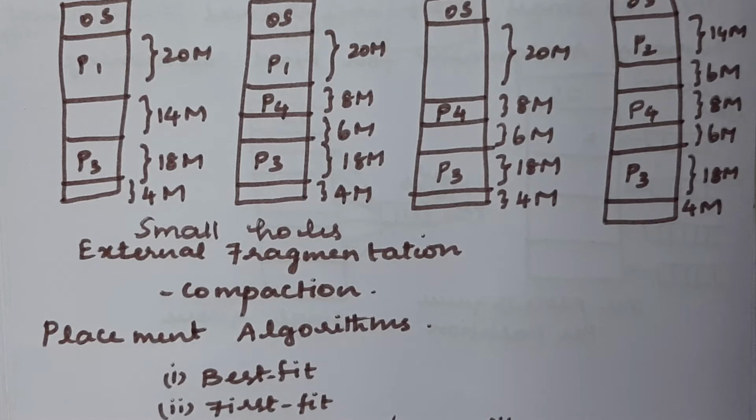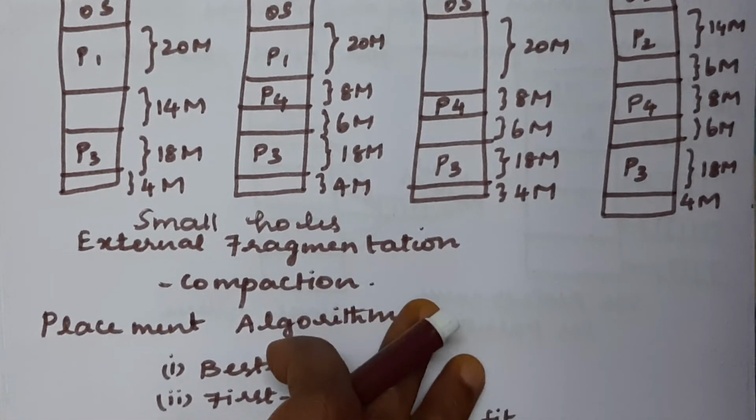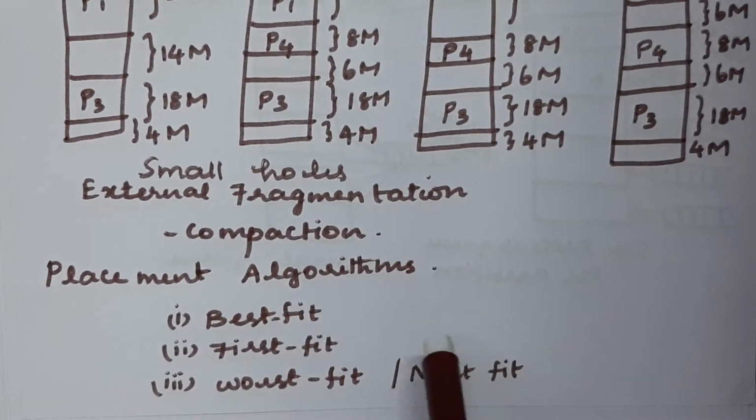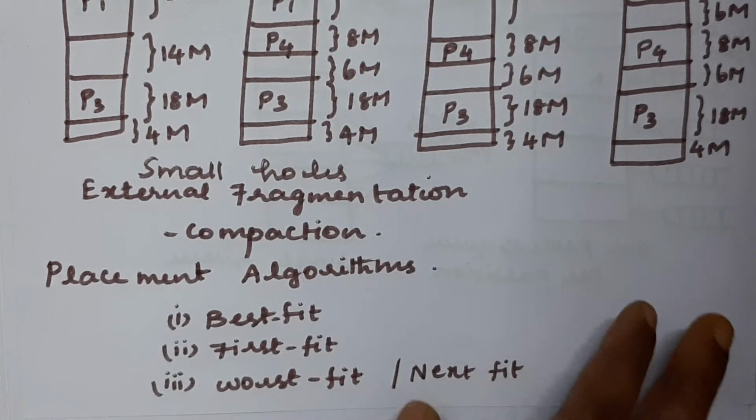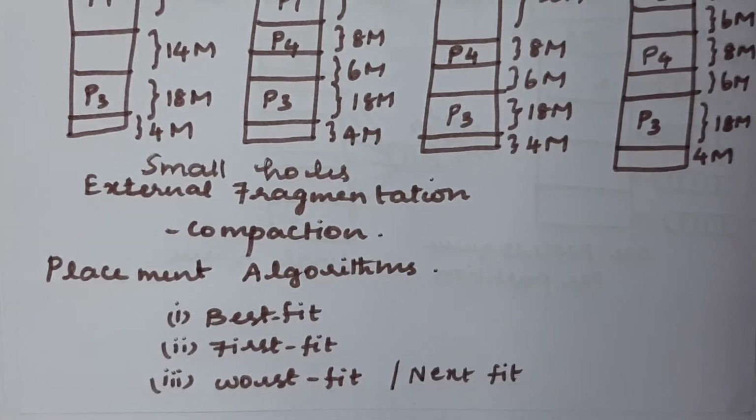So instead of this compaction method, we go to another methodology, which is the placement algorithm: how we assign memory for the incoming process. Based on some techniques, instead of compaction, we can follow these techniques. Here we have three techniques. The first one is best fit, first fit, and the next fit, which is also said to be the worst fit. In some textbooks it is given as worst fit, in some textbooks as next fit.